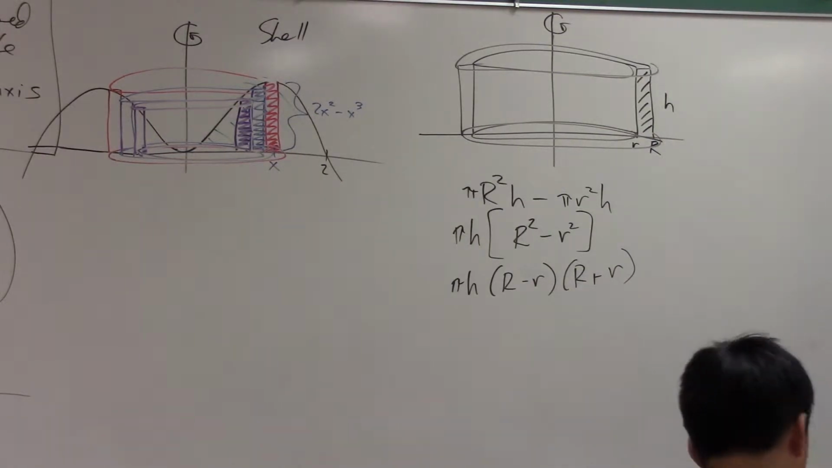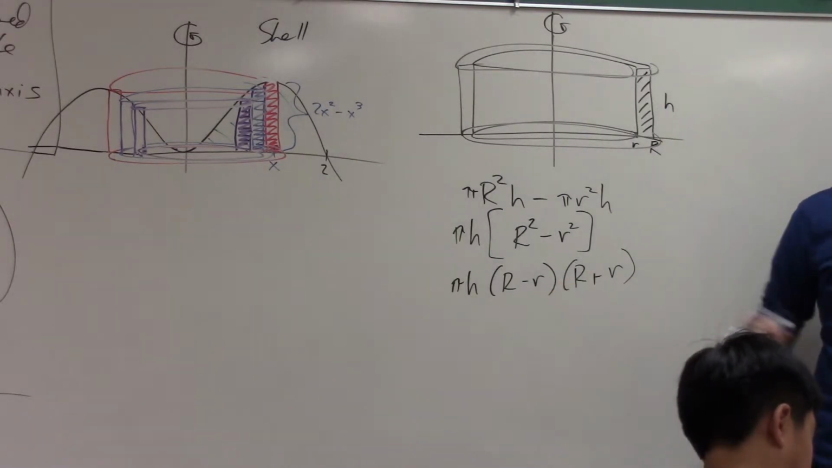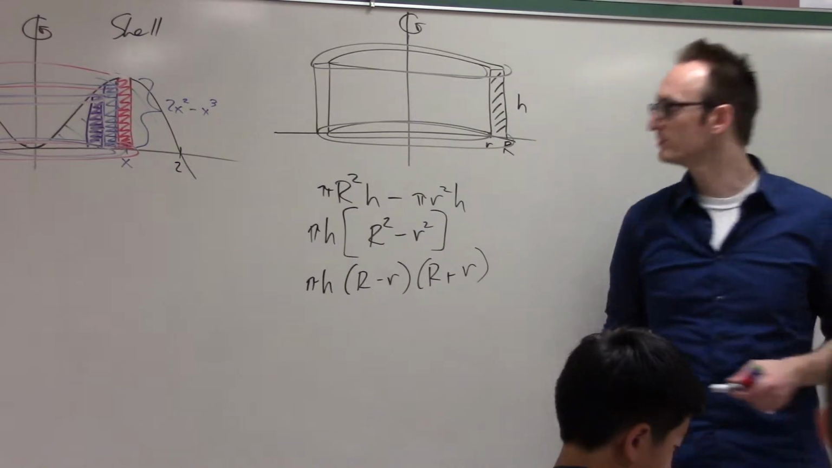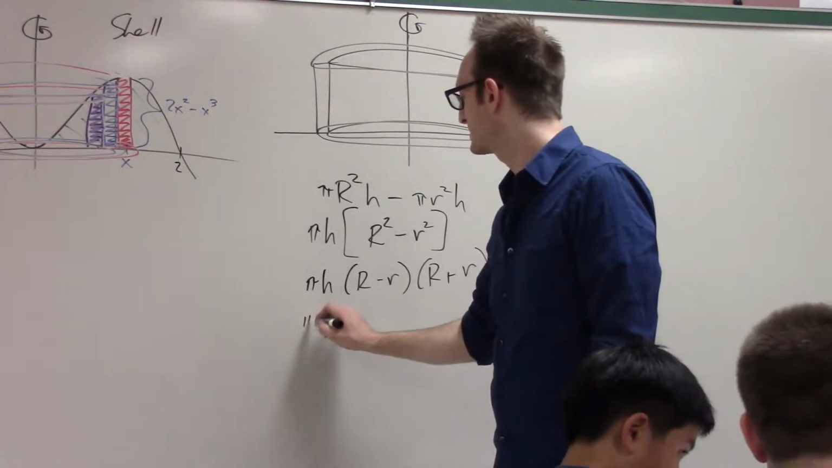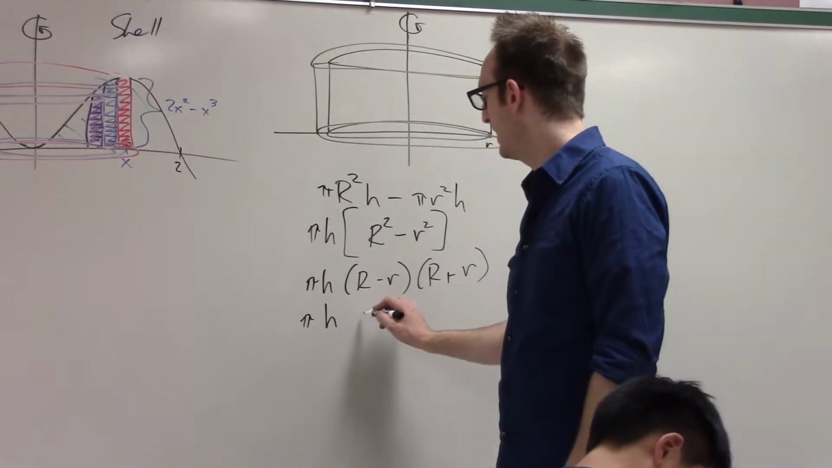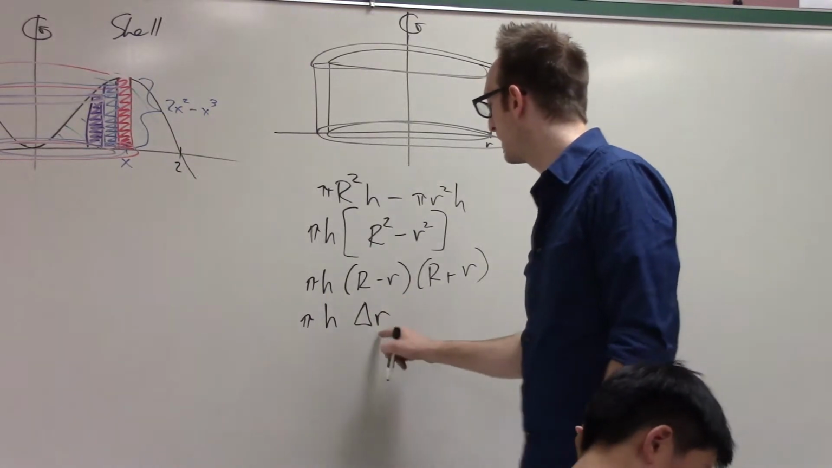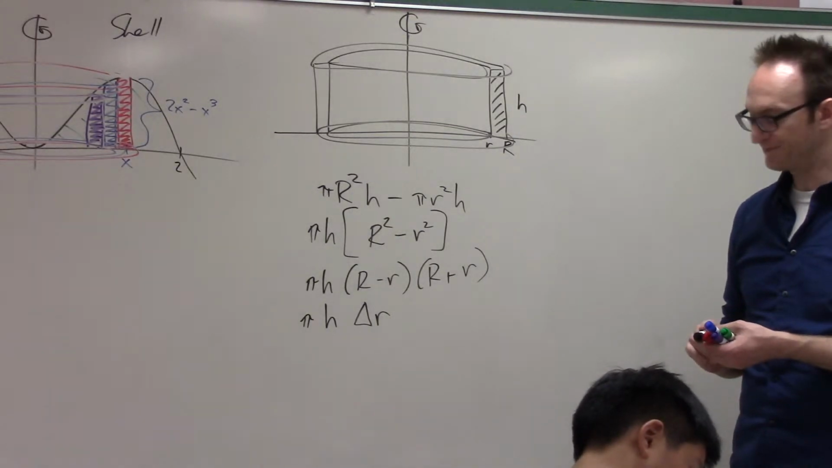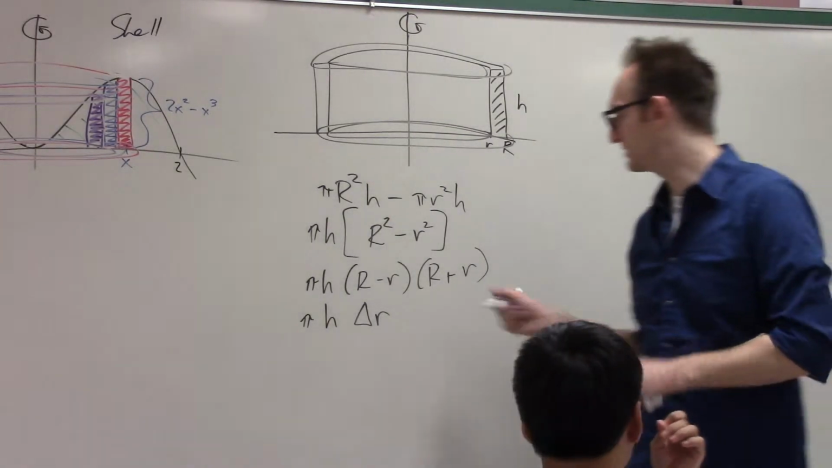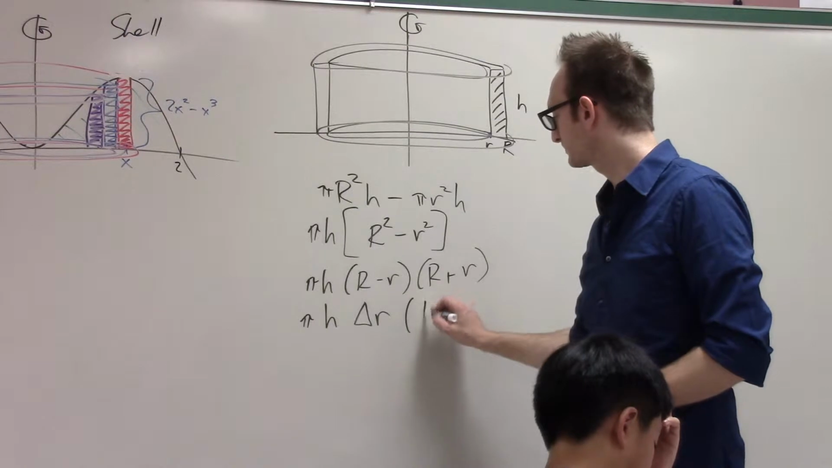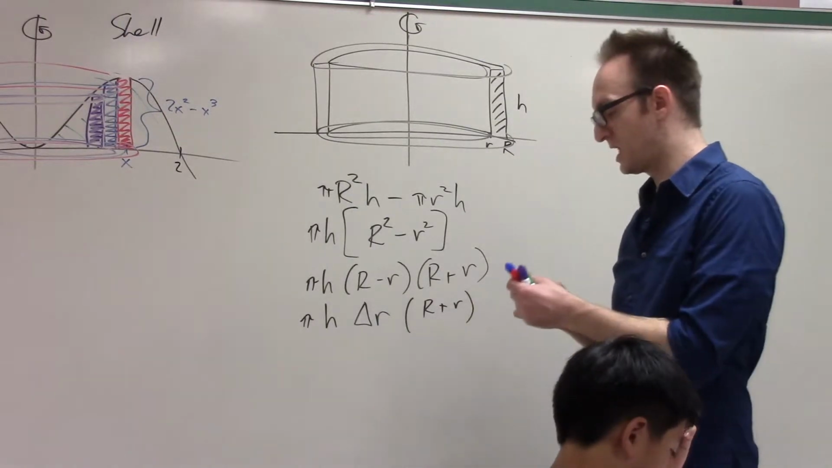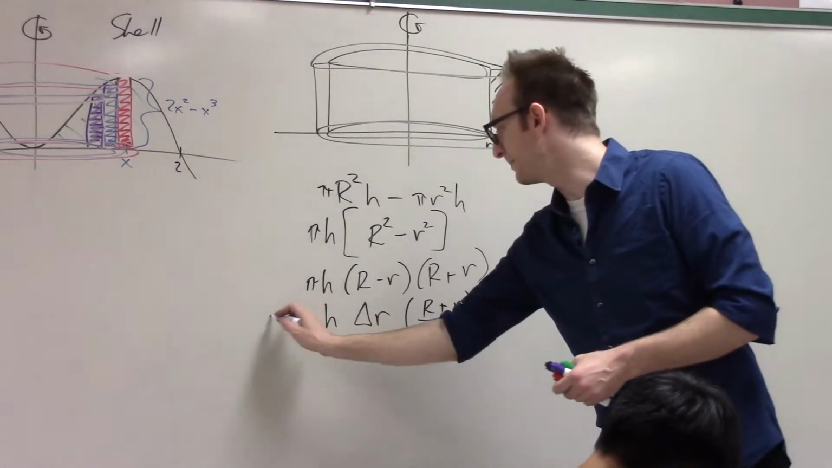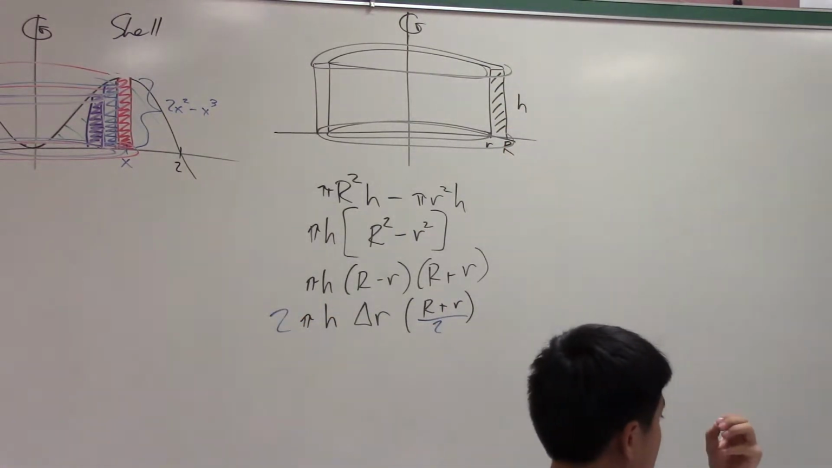Okay, now comes something cool. Big R minus little r. Are you tempted to call that something? I'm tempted to call that dr. Good job. So this is pi h times delta r. And now I'm going to pull a move. This is still big R plus little r, and I'm going to divide by 2 and multiply by 2 on the outside. What does that feel like?